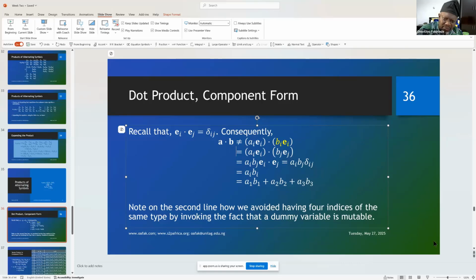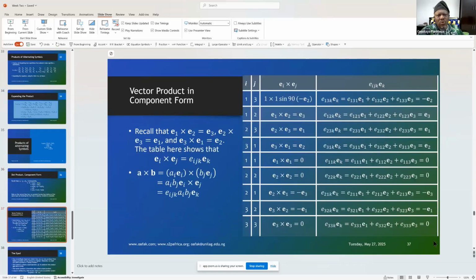So let us move on. We are now going to do something a little bit more complicated than that. We're going to go into the vector product. Recall that from your previous work, you know that E1 cross E2 is E3. And you know that E1 cross E2 is the magnitude of E1 times the magnitude of E2 times the angle between them.